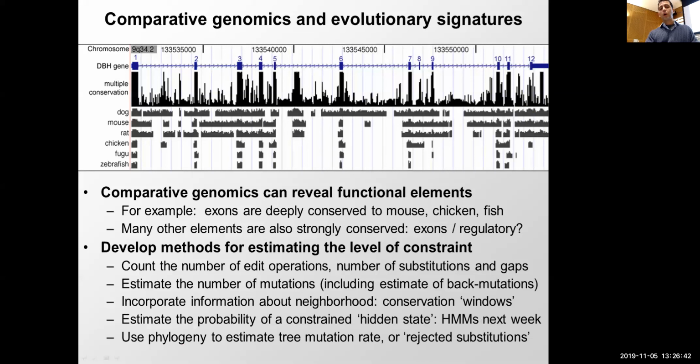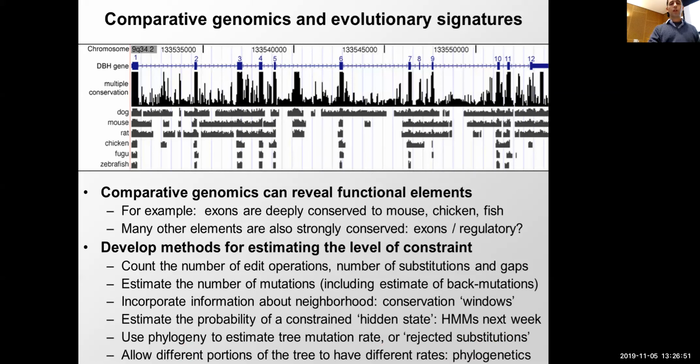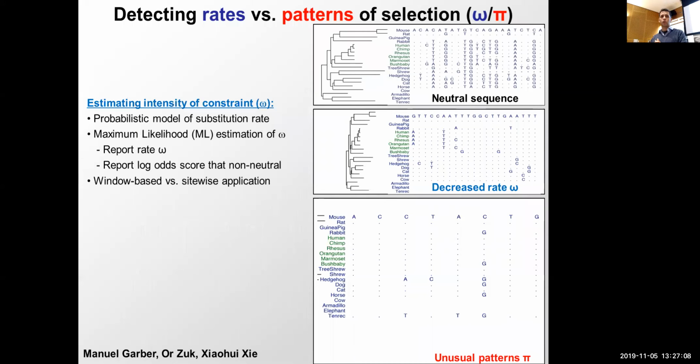You could use phylogeny to estimate the tree mutation rate or the rejected substitutions. And this is one of those techniques that we're going to see in phylogenetics. You could also allow different portions of the tree to have different mutation rates, okay? So you could say, well, this region has a faster rate, this region has a slower rate, and so on and so forth. And phylogenetic techniques are going to allow us to do all of that.